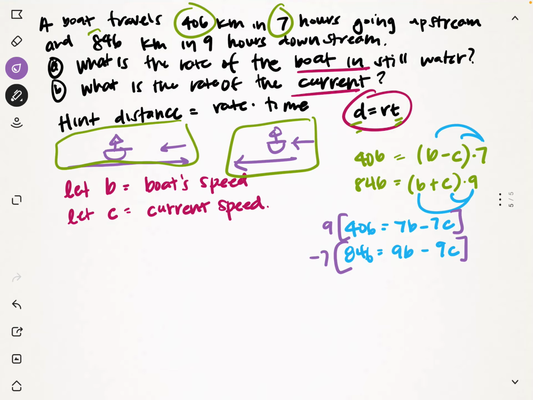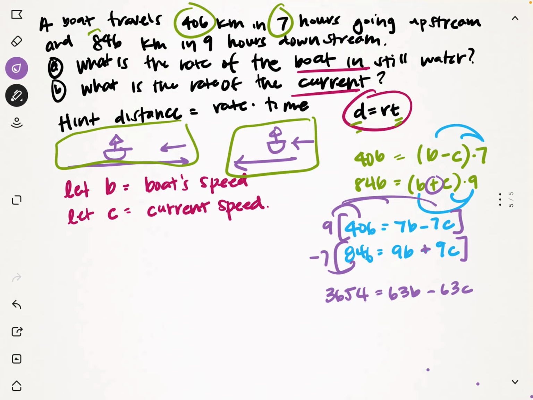So 9 times 406 is 3654. So this one is 3654. And then 9 times 7b is 63b. And then 9 times 7c, oh, this one should be a plus, sorry, because we have the plus here. And then 9 times -7 is -63c.